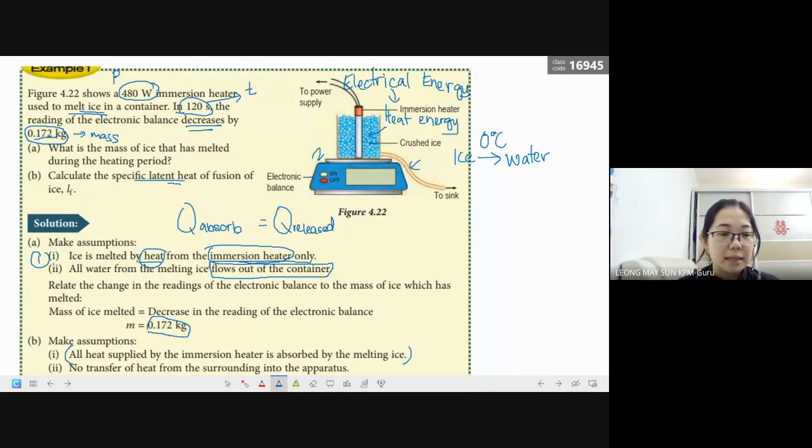Then the second assumption is no transfer of heat from the surrounding into the apparatus, which means that we assume that when this activity is being carried out, the surrounding environment, the heat from the human beings around, all this equipment doesn't transfer heat to the apparatus itself. So the sentence that should come out in exam should be this kind of sentences. No transfer of heat. These are the assumptions that I want you guys to be alert of, Form 4 and Form 5 alike. I hope that these are the assumptions that we make during heat energy.